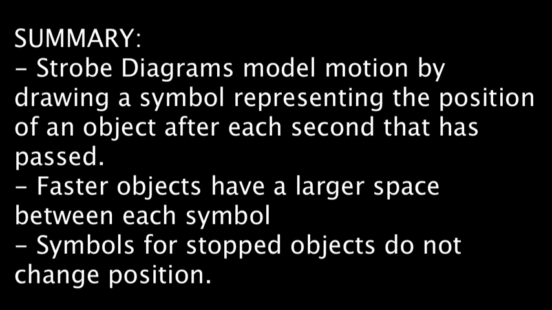In summary, strobe diagrams model motion by drawing a symbol representing the position of an object after each second that has passed. Faster objects have a larger space between each symbol. Symbols for stopped objects do not change position.